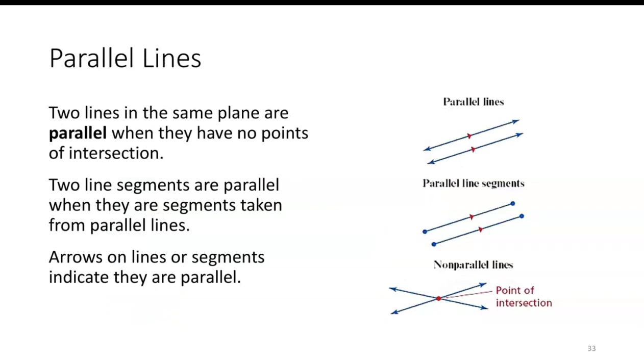All right, so let's extend to different types of quadrilaterals. We'll say two lines in the same plane are parallel when they have no points of intersection. So you can think of it like railroad tracks that go on forever. Two line segments are parallel when they are taken from parallel lines. So they don't go on forever, but they don't touch, and if I did extend those line segments, they would never touch. We'll use arrows or marks to indicate that they're parallel.